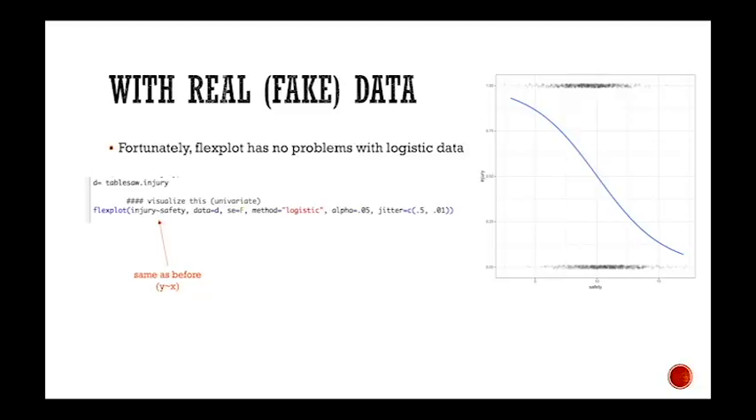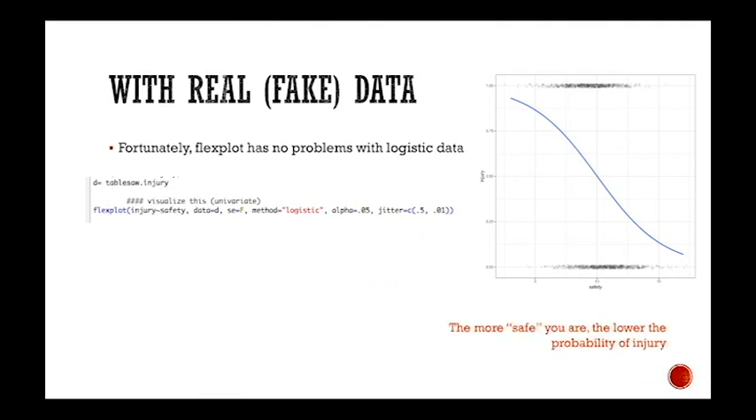Okay, so same as before, we can use Flexplot. All is good. The only difference here is that we need to say method equals logistic, and it will tell R to fit a logistic shape. Otherwise, it's going to try to fit a lowess line, and it's going to look kind of funky. The other thing is I've modified, since my last video, the jitter function. It used to be that you would say jitter equals true or jitter equals false. Now you can specify how much to jitter X and how much to jitter Y. In this case, I'm jittering X by 0.5 and Y by 0.01. So that's a handy little argument to use.